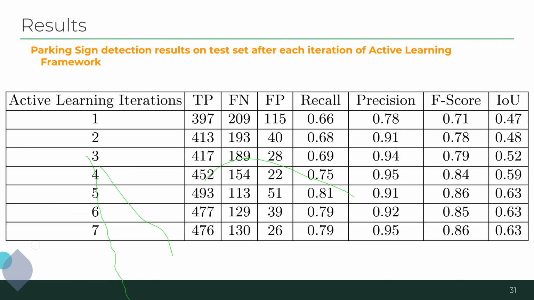Here's the performance of the model in terms of detection of the parking spots: the true positive, false negative, false positive, recall, precision, and F score, and intersection over union. You see, over the period of time, the model is predicting parking spots with high accuracy and with more confidence in terms of intersection over union.